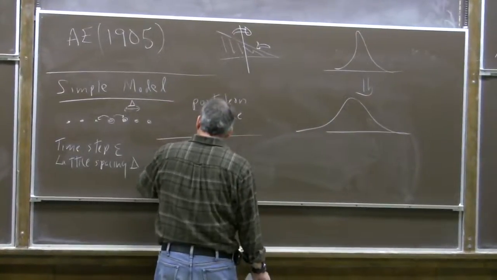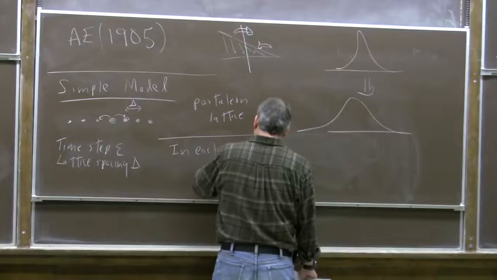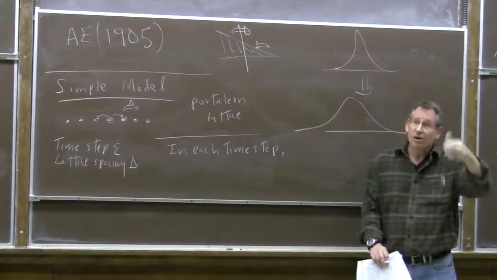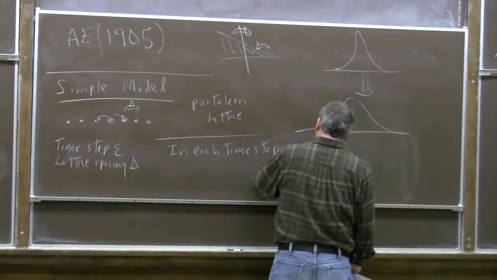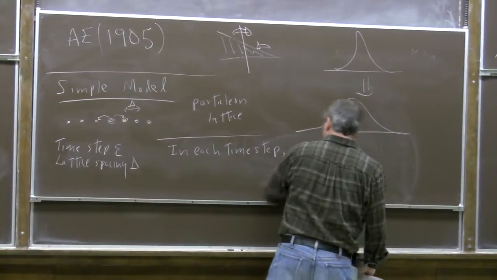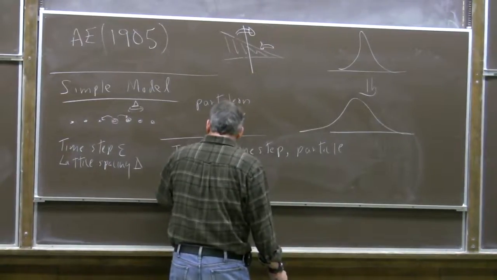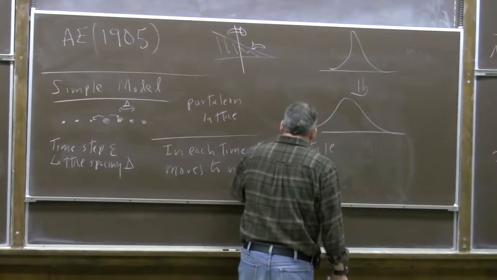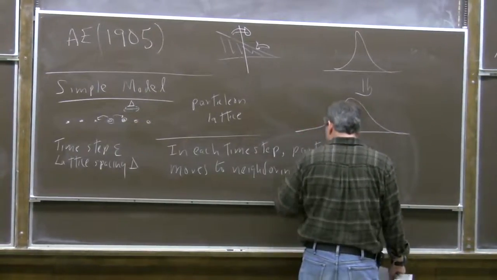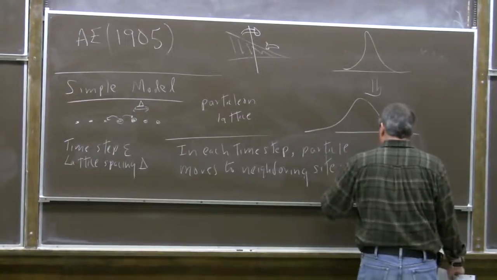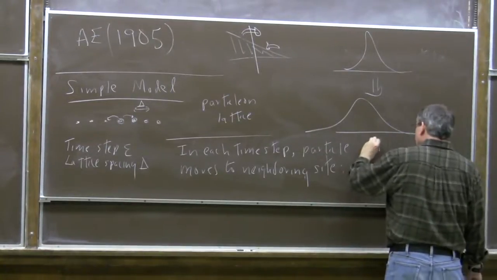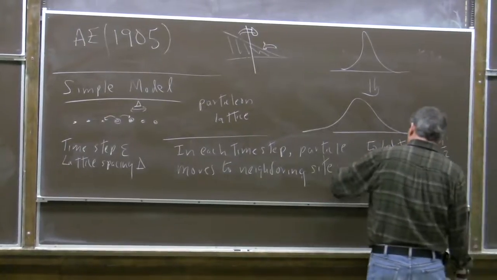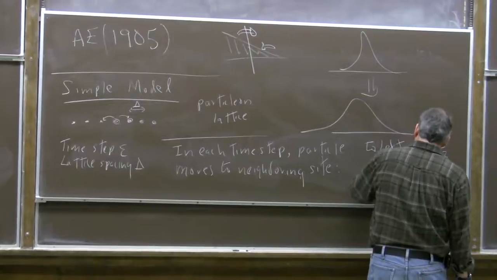So in each time step, the particle flips a coin to decide what to do. It moves to a neighboring site. And it goes to the left with probability 1/2, and to the right with probability 1/2.